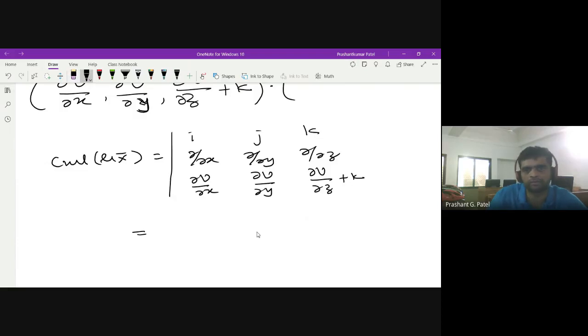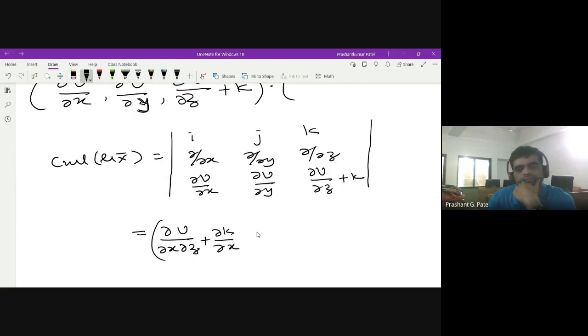Because it is a determinant, you will have three components here. Del u by del x with respect to this. So that will give you del u by del x del z plus del k by del x, minus del square u by del x del y.